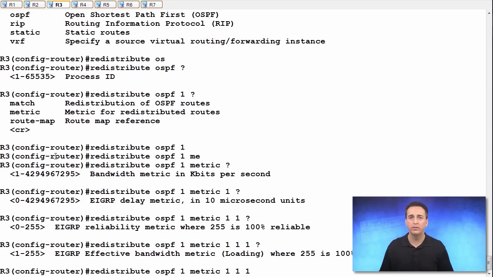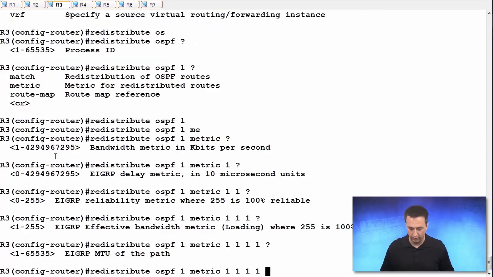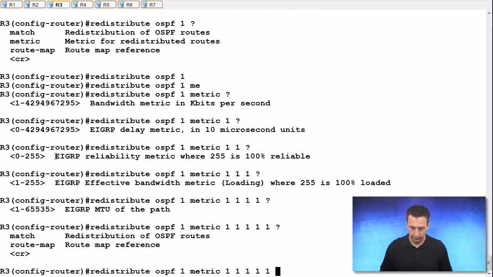And then load. We have to specify a load, where 255 is 100% load. Well, that means the link is completely saturated. Let's just put a 1 there for right now. And then the MTU. Although the MTU, if you recall, is not part of the calculation, it's still a parameter that is transmitted and utilized with EIGRP. So they want us to specify that here as well. And then that's it. So where do we get these values from?